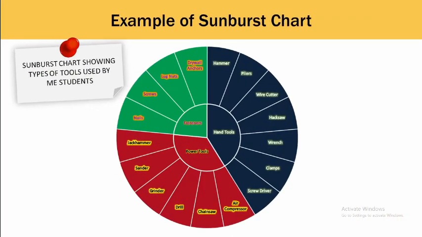This example of Sunburst chart shows the type of tools used by mechanical engineering students, where the first layer shows the type of tools, and then the second layer shows the specific tools under the first layer, which are the type of tools.